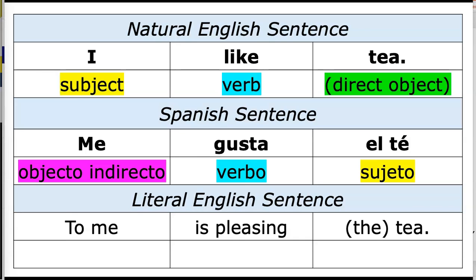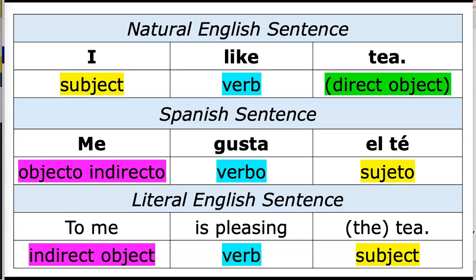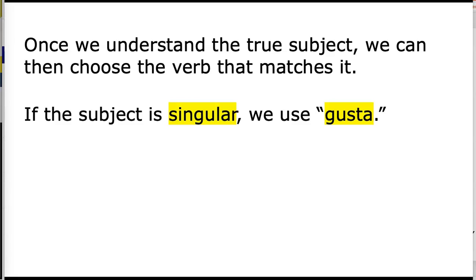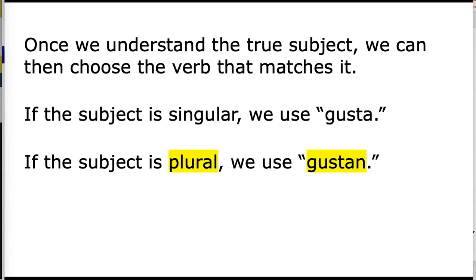Let's look at the literal English sentence. Me translates to me, gusta is pleasing, el té is the tea. And now we have a direct correspondence. We have the indirect object, the verb, and the subject. Once we understand the true subject, we can then choose the verb that matches it. If the subject is singular, we use gusta. If the subject is plural, we use gustan.